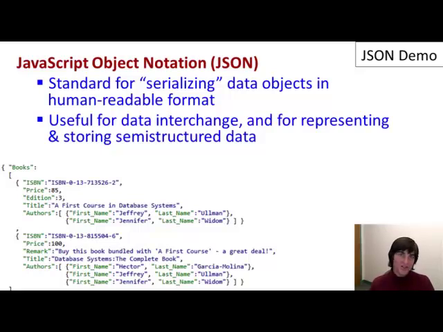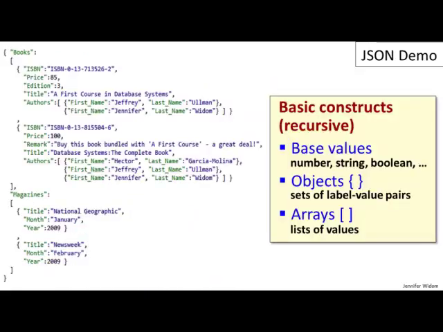It's useful for exchanging data between programs, and generally because it's quite flexible, it's useful for representing and for storing data that's semi-structured. A reminder of the basic constructs in JSON. We have the atomic values such as integers and strings and so on. And then we have two types of composite things. We have objects that are sets of label value pairs, and then we have arrays that are lists of values.